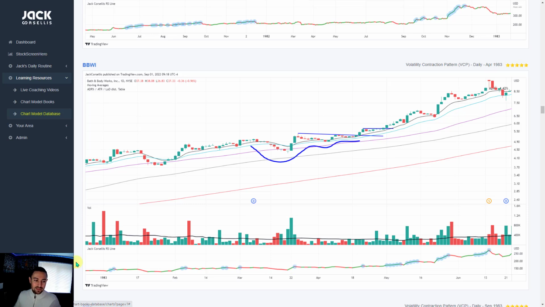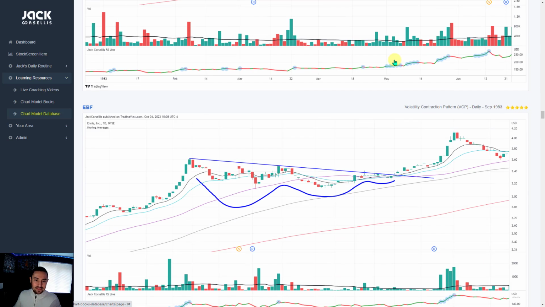Look at the 52-week highs. That's a free tool. Search my name on TradingView, you'll find it. I like to see those blue dots coming through.